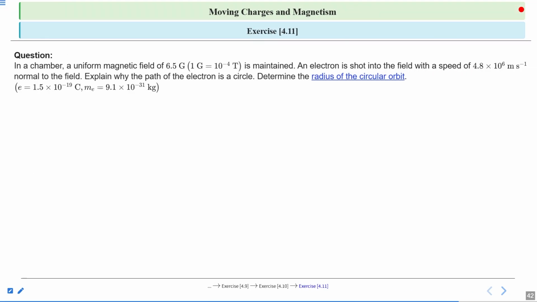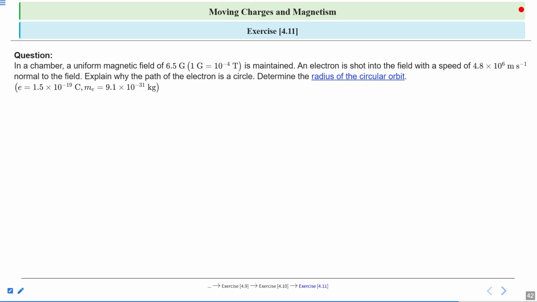Okay. So our next question, exercise 4.11. In a chamber, a uniform magnetic field of 6.5 Gauss is maintained. 1 Gauss is the CGS unit of magnetic field. 1 Gauss is equal to 10 to the power minus 4 Tesla. We will convert it into SI unit also.